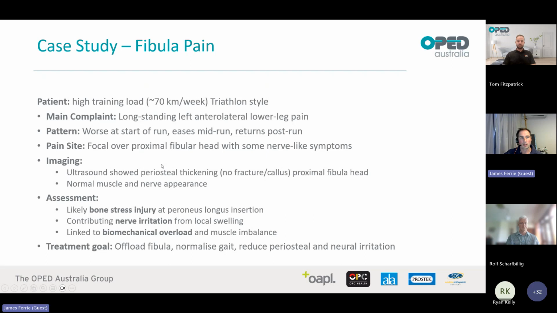So the first patient is a semi-professional athlete, and he has a reoccurring proximal fibular pain that occurs when his training load starts to get above 70 kilometers per week.